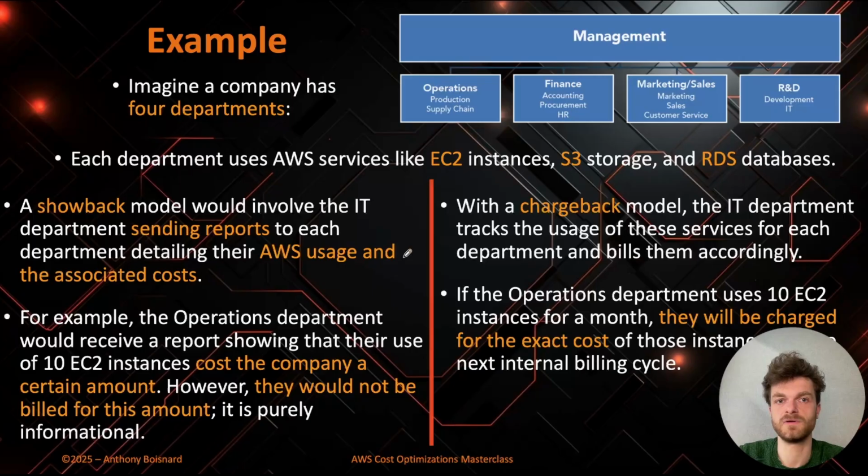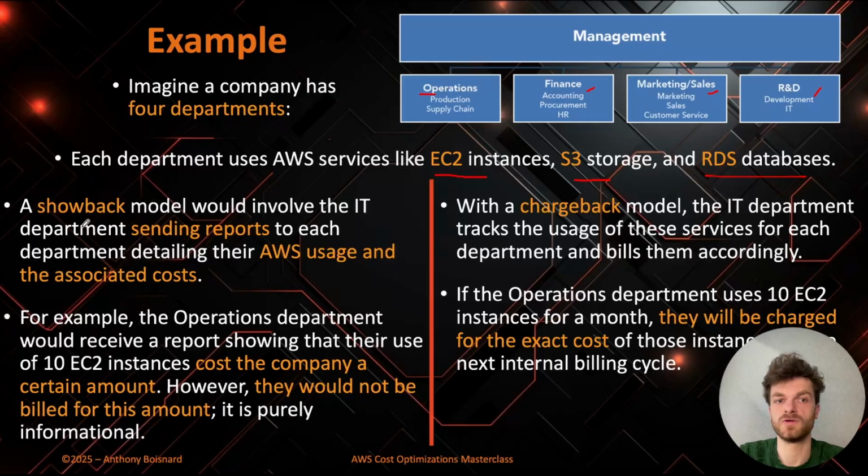Let's have an example. Imagine your company has four departments: operations, finance, marketing, and R&D. Then each department uses AWS services such as EC2 instances, S3 storage, or RDS databases.